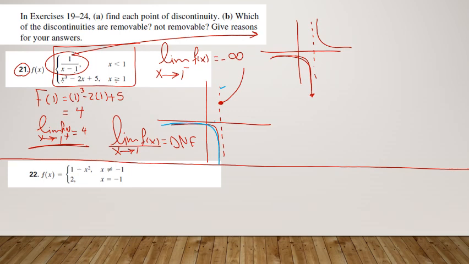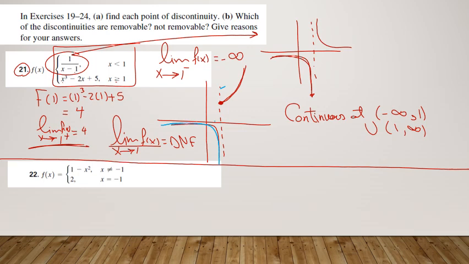But I can say that this function is continuous when x is greater than 1. And this function is continuous when x is smaller than 1. But at 1, the function is discontinuous. So I can write that the function is continuous from negative infinity to 1 or from 1 to infinity. But the function is discontinuous at 1.